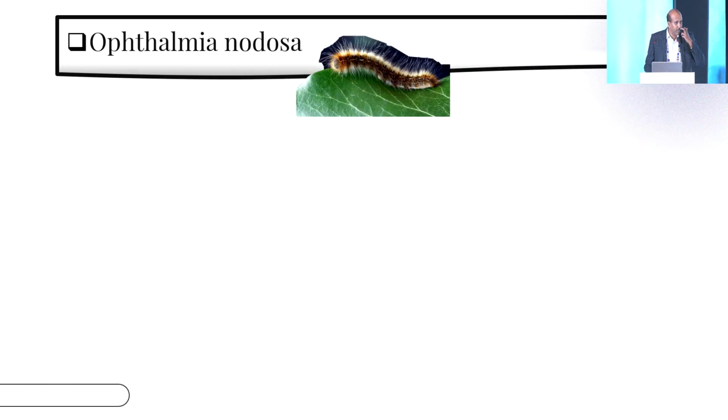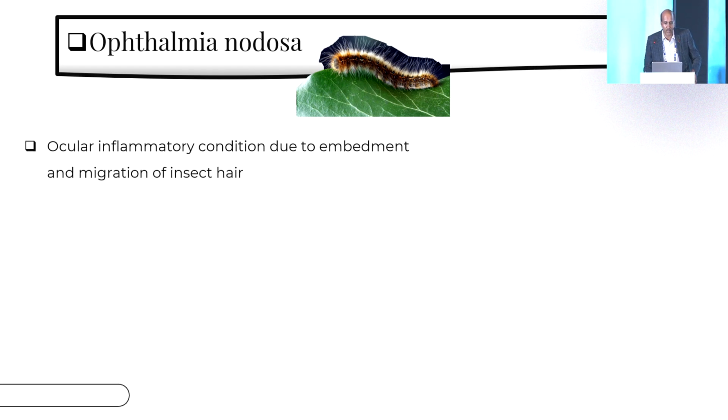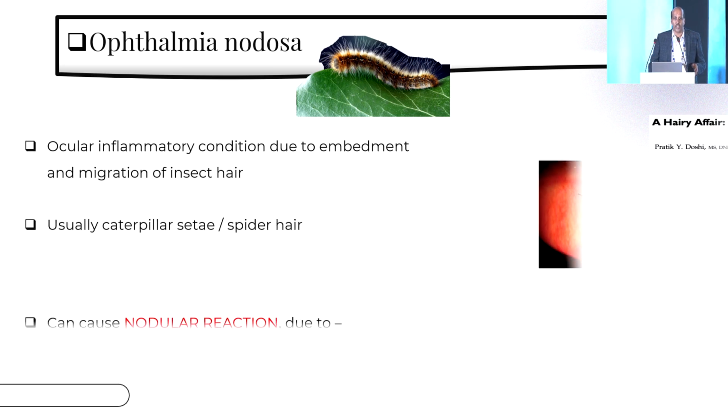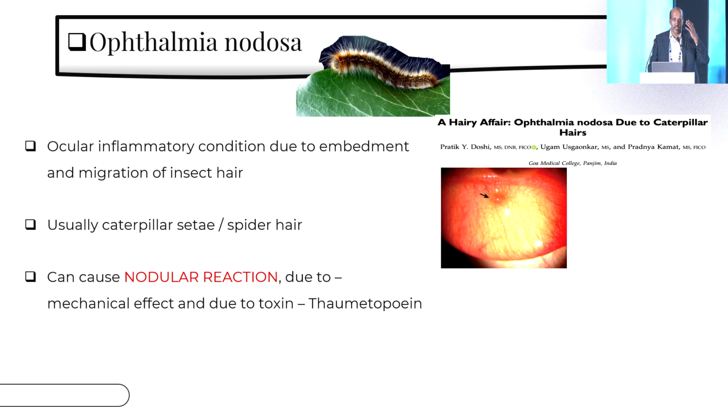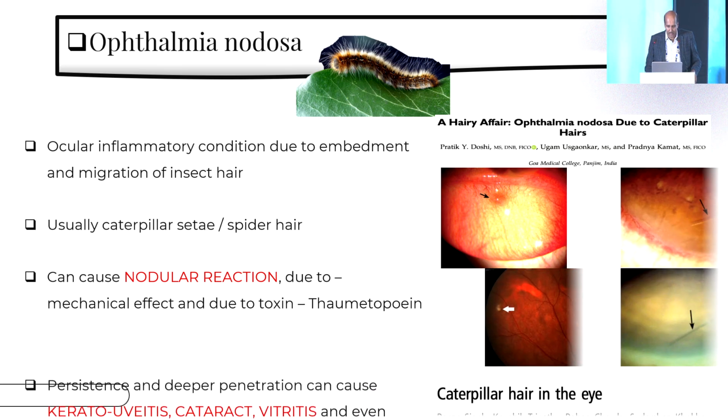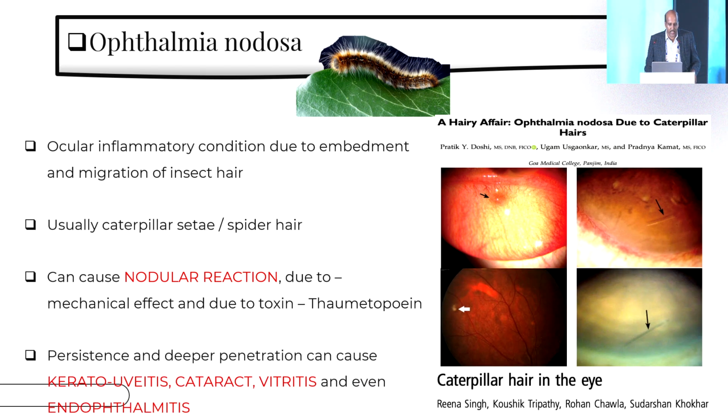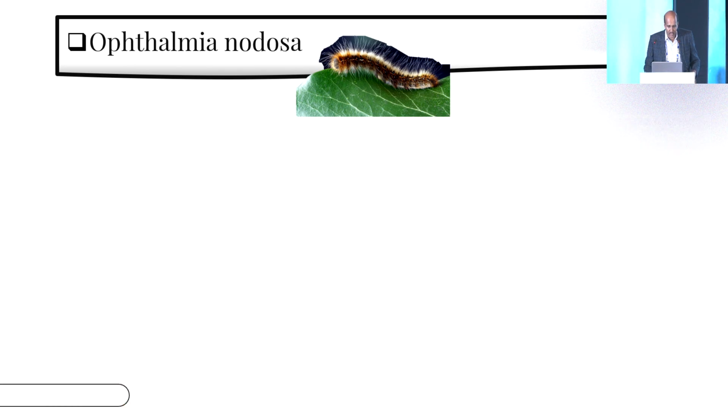And one of the things which you see very often, very commonly, especially seasonally, is ophthalmia nodosa. This is a condition due to the embedment of insect hair, actually caterpillar hair, either from direct trauma with the insect or transmitted through your hands. It causes a nodular reaction because of its mechanical effect, as it is very sharp and needle-like, or due to its toxin. And it can cause other intraocular and posterior segment complications as well.